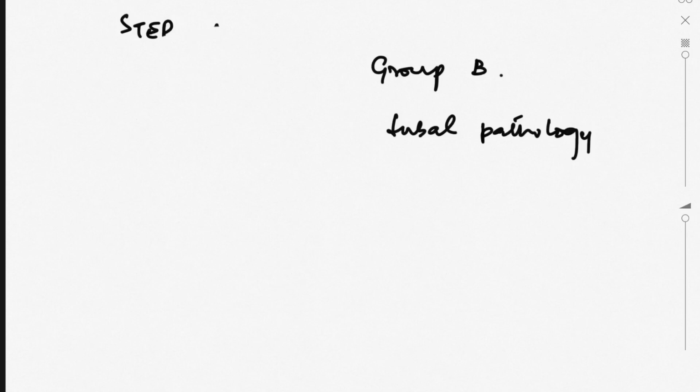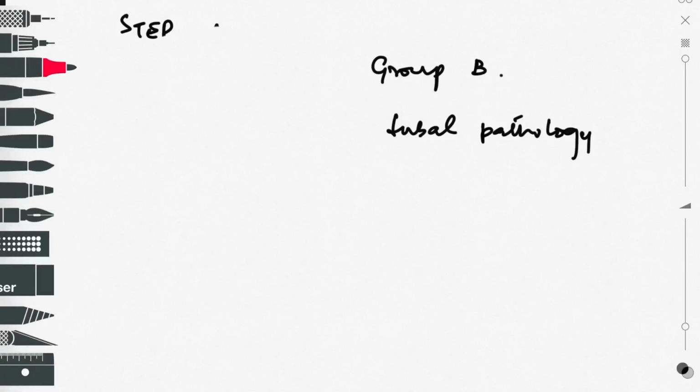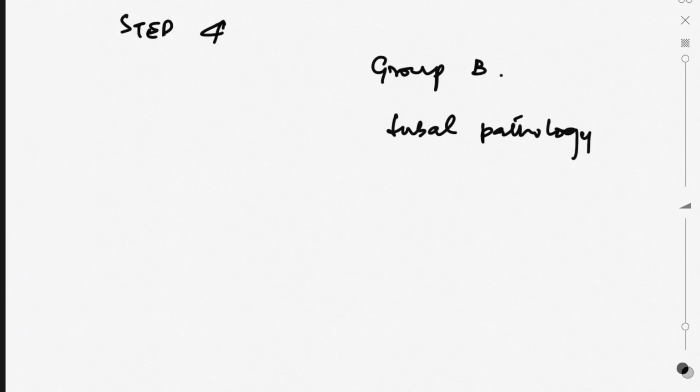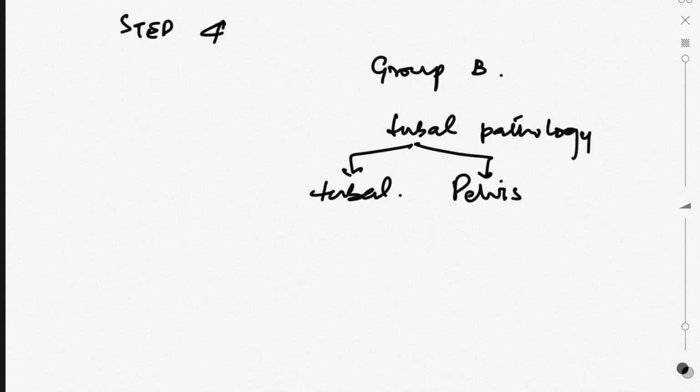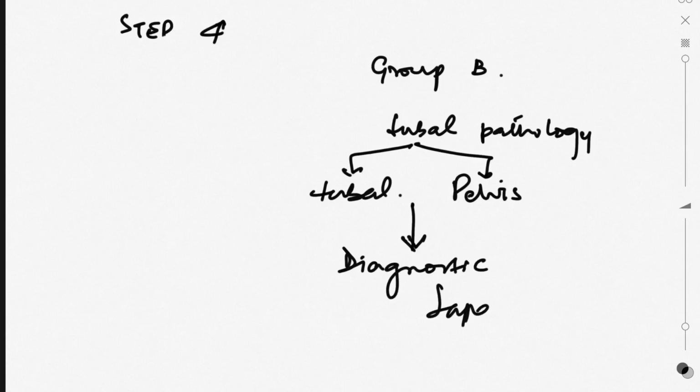So tubal pathology is group 2, and the gold standard to know the tubal pathology, it can be purely tubal, something wrong with the tube, or it's something wrong in the pelvis, which is leading to unhealthy tubes or some changes in the tubes. In both of the cases, the best way to diagnose and reach the cause is diagnostic laparoscopy.